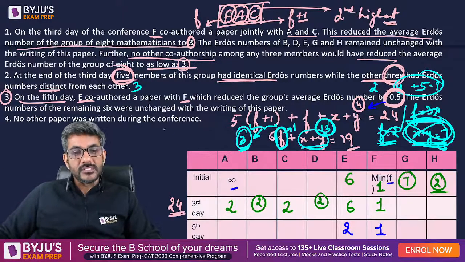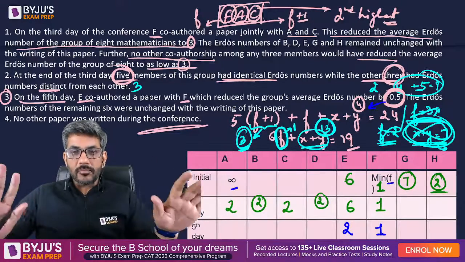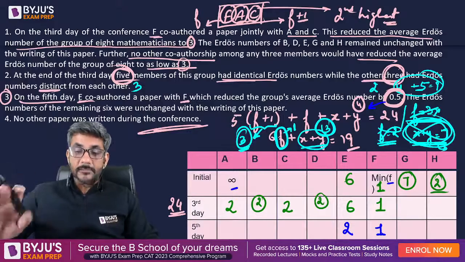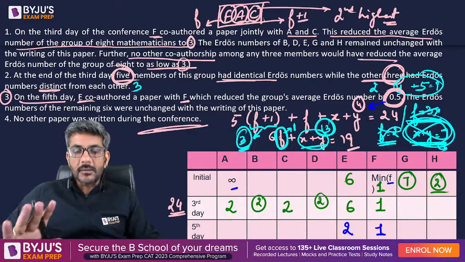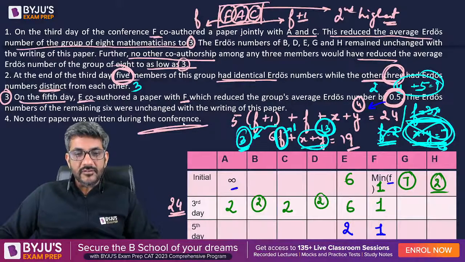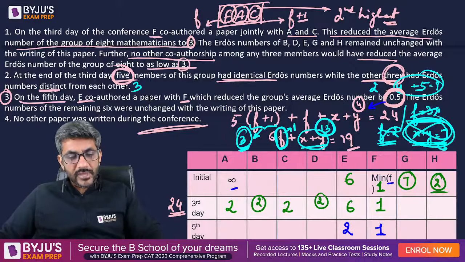No other paper was written during the conference. So this is also clear. So this is the final composition that we have now, on the basis of which we have to answer the questions. I'm assuming this part is clear to all of you. So I have written all these things slightly in a crisp way, right?